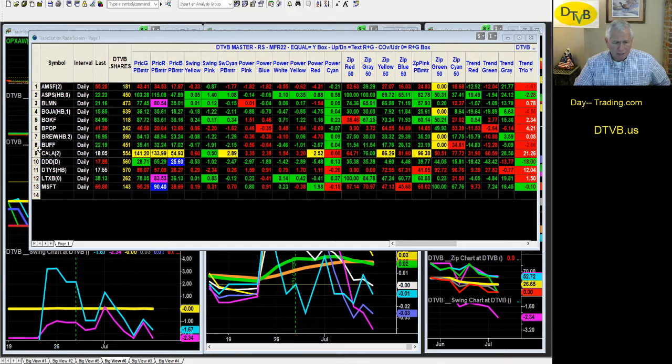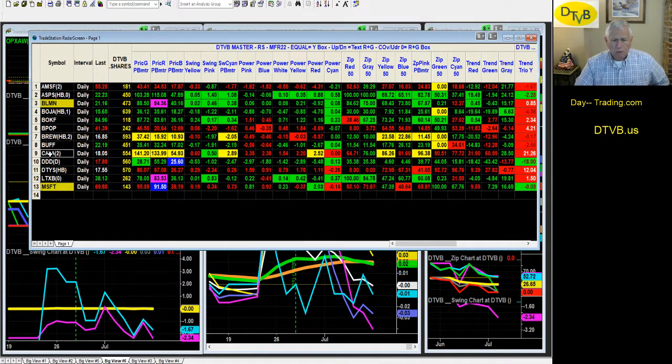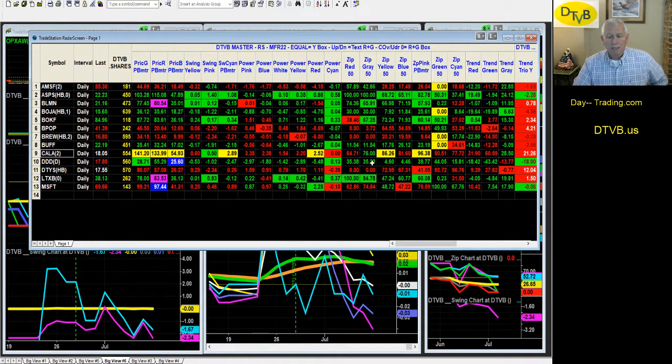And you can see down here in CALA, that would be this line right here, that you have many equal boxes. At this point, it doesn't mean a whole lot because the thing opened where it closed yesterday. But toward the middle or the end of the day, that has a lot different meaning to it, because when you have a number of indicators that are equal, it usually indicates something's going to happen.